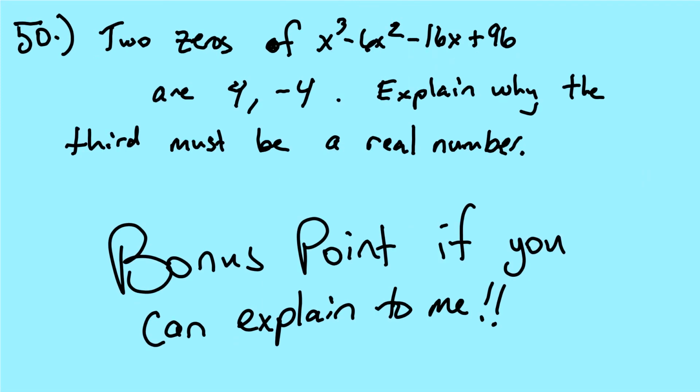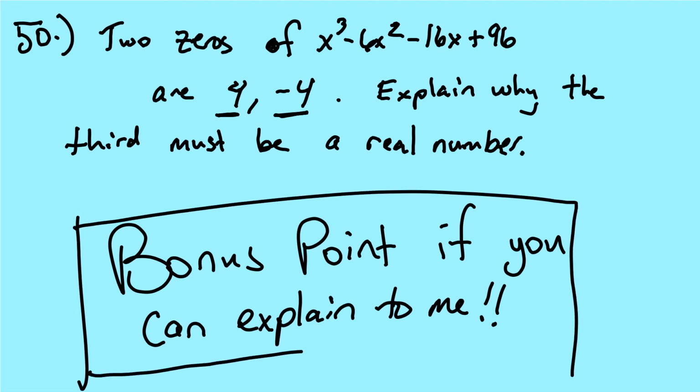All right, 50, there's 2 zeros of this function, x cubed minus 6x squared minus 16x plus 96. 2 of them are 4 and negative 4. Explain why the third has to be a real number. If you're listening to this, I'm not going to give you the answer because I really like this question. If you could explain it to me, I'm going to give you a bonus point. If you're lost, think about complex conjugates and irrational conjugates and what we know about them. When they show up, what do we know? That's going to help you with that one.